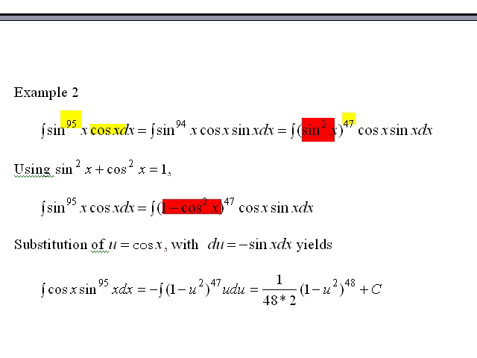Now I can use a substitution. u equals cosine x, du equals minus sine x dx, and rewrite this, and this turns out to be very convenient for us. I need a negative sign: the integral of 1 minus u squared to the 47th power times u du. You can integrate that by making another substitution, or you can just do it by observation.